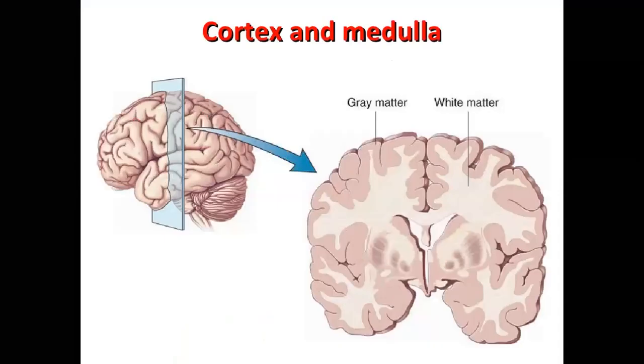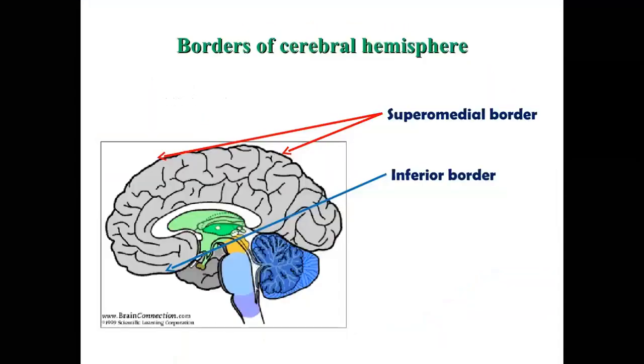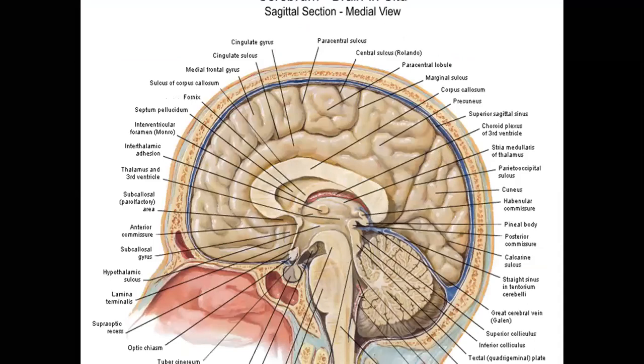In the diagram, this is commissural fiber. Commissural fibers are those fibers which connect two identical areas of different cerebral hemispheres. For example, the right side and left side of the cerebral hemisphere are connected with commissural fiber. So two identical areas of different cerebral hemispheres are connected with commissural fiber.